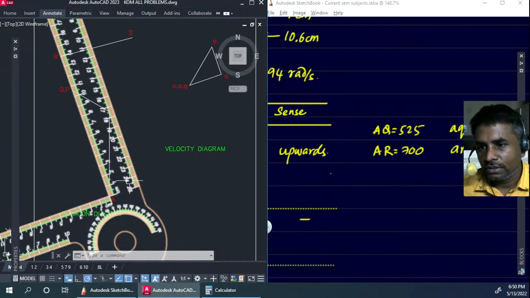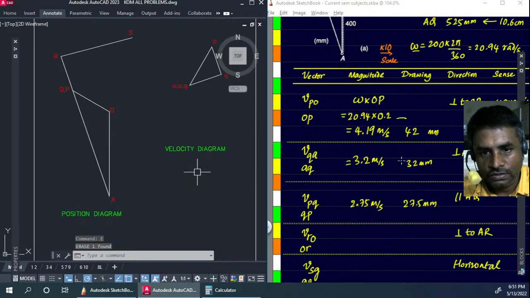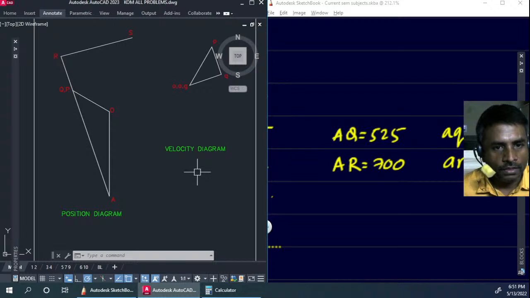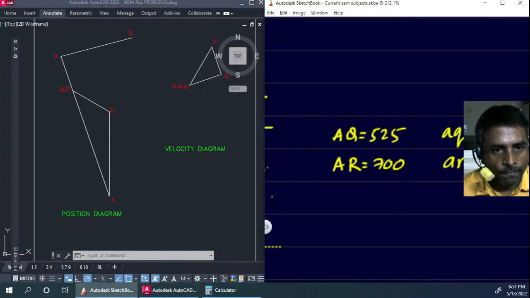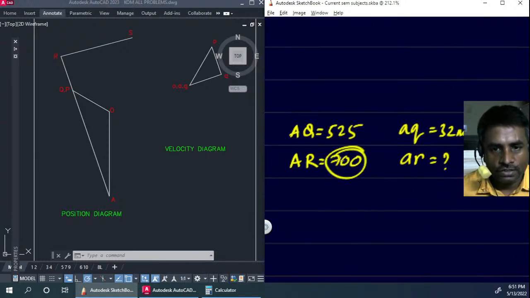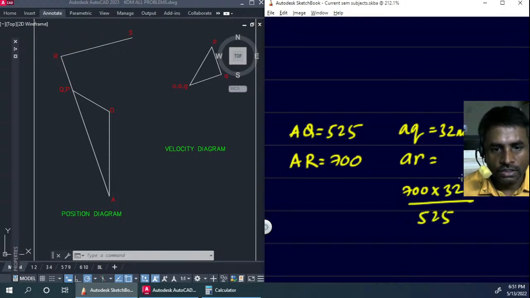And let's see what AQ length is. We have found it, that is 32 mm. So I'll take it as 32 mm, and this is the length we are supposed to find. In this case we just need to multiply these two and divide by this quantity. So let's go ahead and do that. 700 into 32 divided by 525, that will give us this particular length.